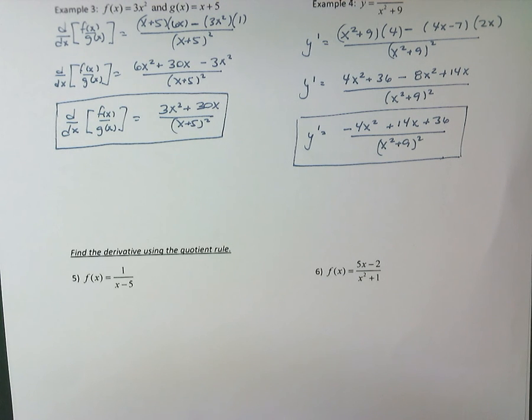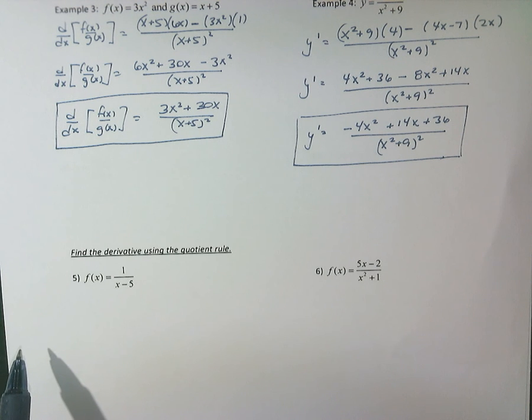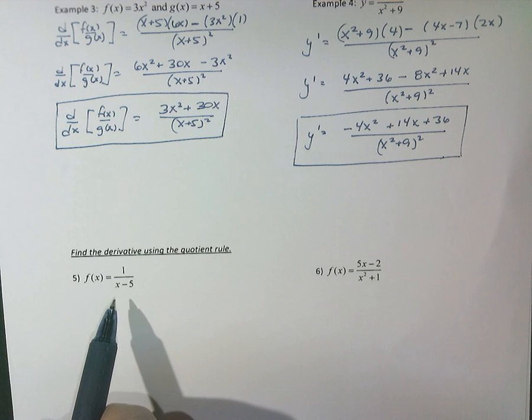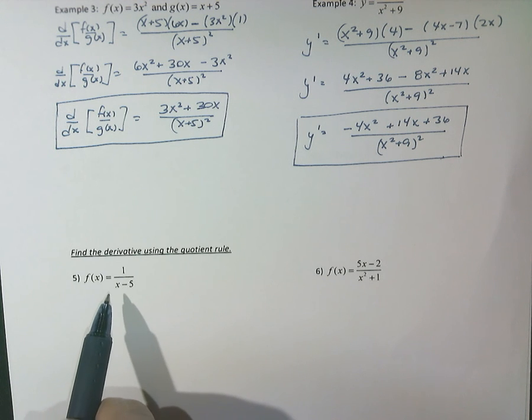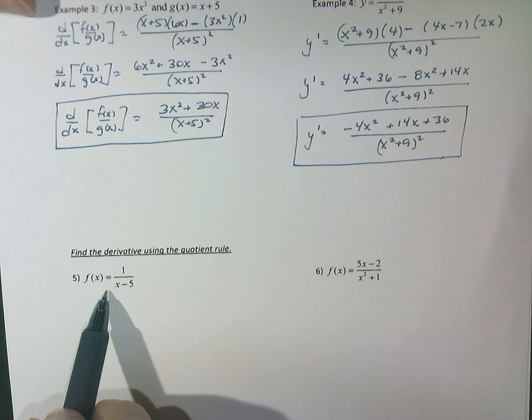Each one of these is a little bit different now. So I've got, fifth one, f of x equals 1 over x minus 5. I could write this as x minus 5 to the negative first power, and I will later on to show you that there's another rule that we can use. But for right now, I want to show you this with the quotient rule.